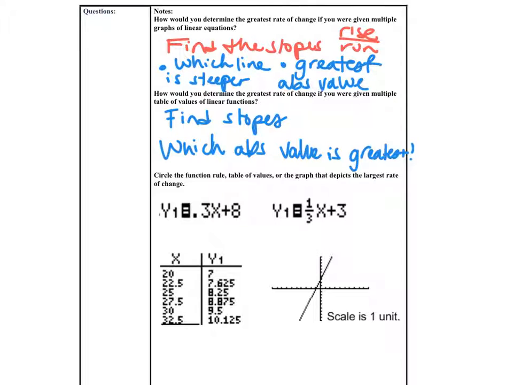Go ahead and look at the example on the bottom of this page. You have two equations, you have a table, and you have a graph. You want to find the slope for each of these, and then decide which one has the greatest slope, the greatest absolute value of the slope. Okay, go and do that.